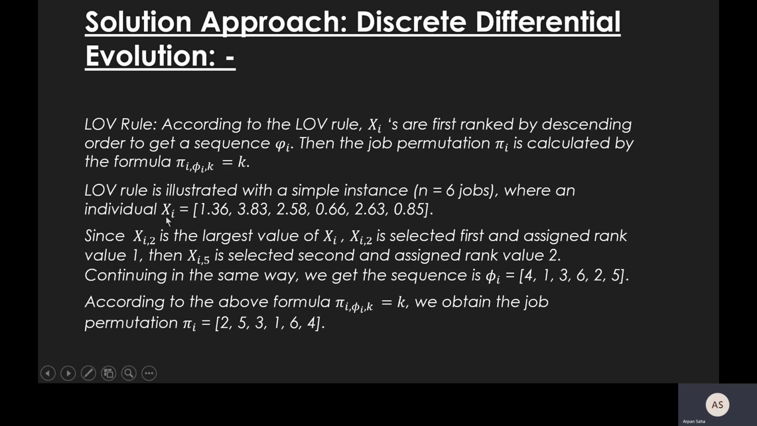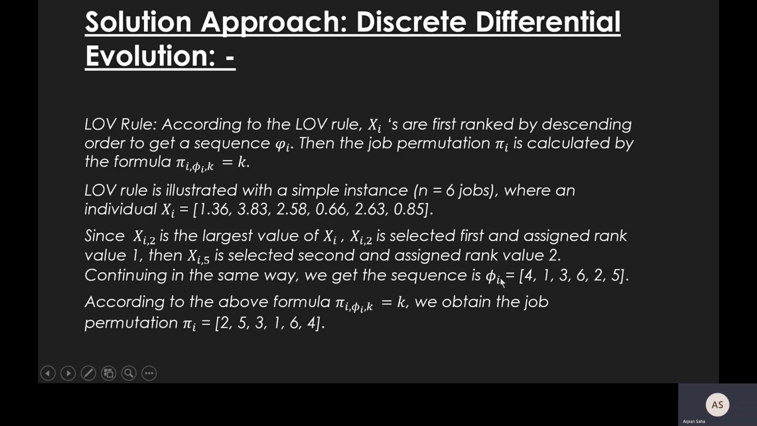So how do we get the discrete version? The process is that first we note down the ranks of each of these values. These ranks are contained in this phi_i vector. So we are creating phi_i from x_i. Here the first entry of phi_i is 4, meaning that 1.36 is the fourth highest value in this x_i vector. Here the second element of the phi_i vector is 1. This means that in the second position of x_i, we have the highest value of the x_i vector. In this way, we construct this phi_i vector.